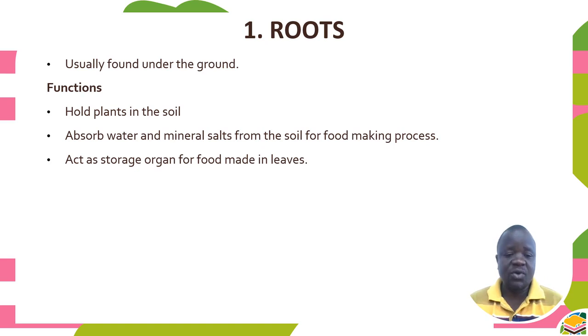We also have roots acting as a storage organ for food made in leaves. We said that the food is made in leaves but is transported to tubers. These storage organs could be the tubers, for example, cassava. After the leaves have photosynthesized, the glucose is quickly transported to the roots, where it is converted to starch. So the starch can now be stored in the tuber. Therefore, the roots act as a storage organ.